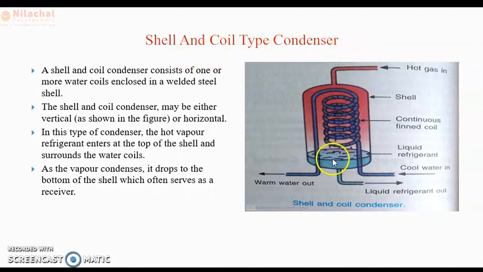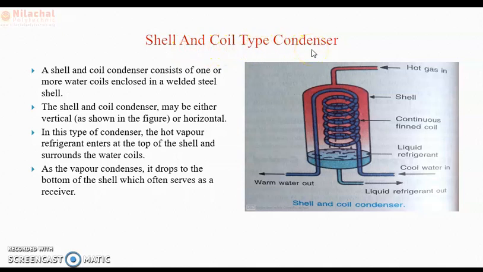Here you observe, the coil type of structure is here. Through this coil type structure, the water is flowing, and through this shell, the refrigerant is flowing. For that reason, the name is shell and coil type condenser.